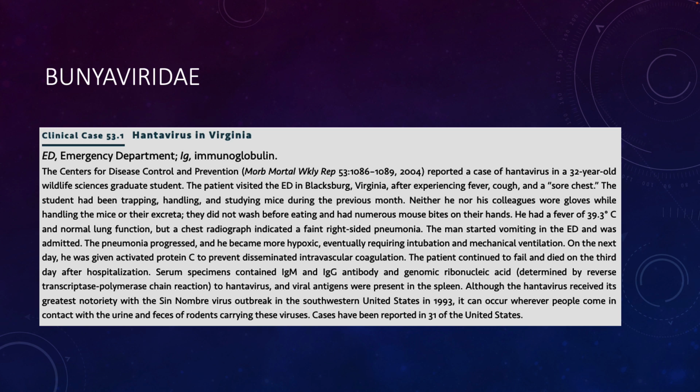Although the virus received its greatest notoriety with the Sin Nombre virus outbreak in the southwestern US in 1993, it can occur wherever people come into contact with urine and feces of rodents carrying these viruses. Cases have been reported in 31 of the states.